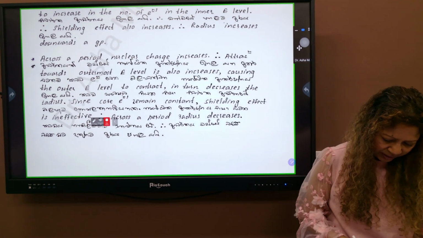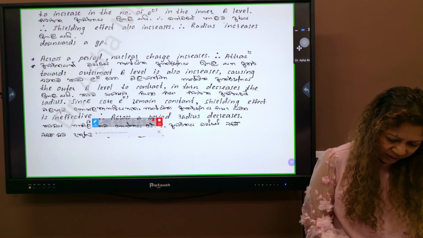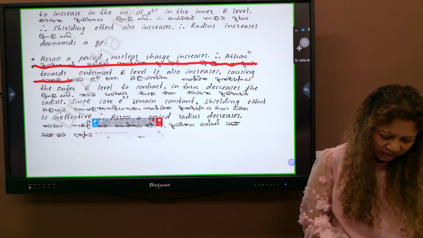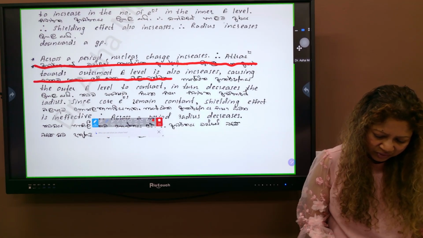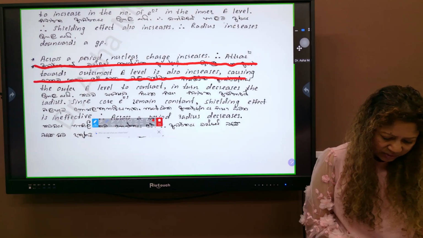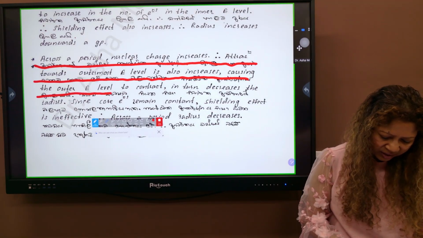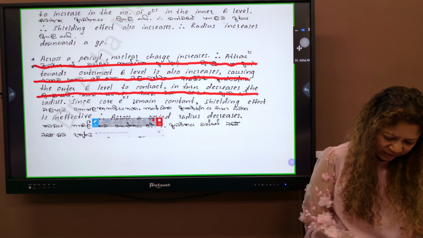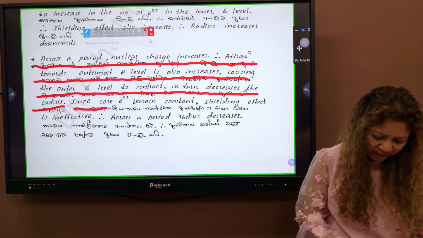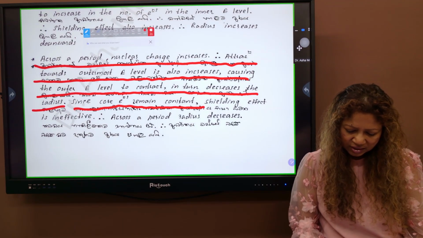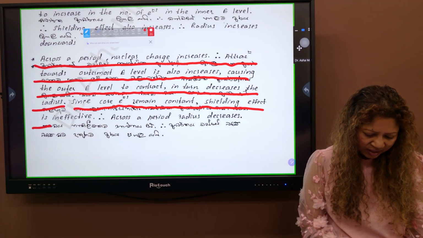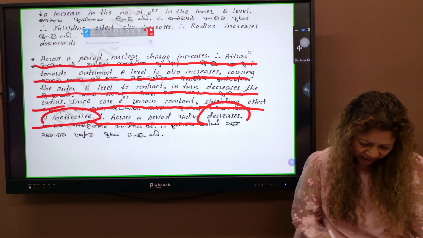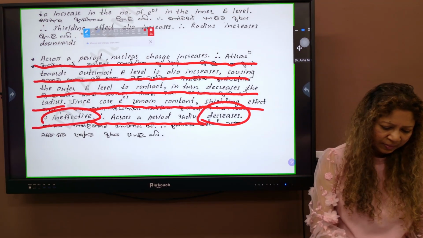Next point. Across a period, nuclear charge increases. Therefore, attraction towards the outermost energy level also increases, causing the outer energy level to contract. In turn, this decreases the radius. Since core electrons remain constant, the shielding effect is ineffective. Therefore, across a period, radius decreases. Clear? Feel that part?